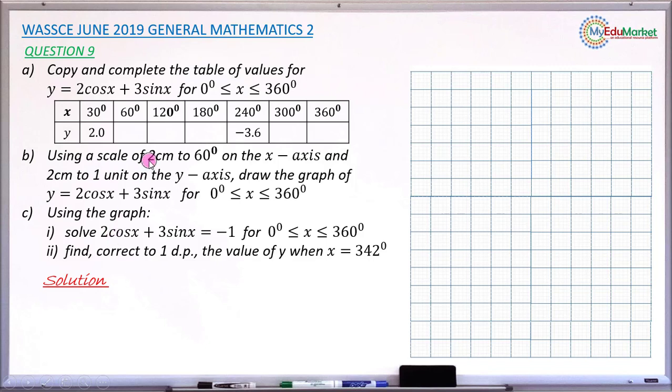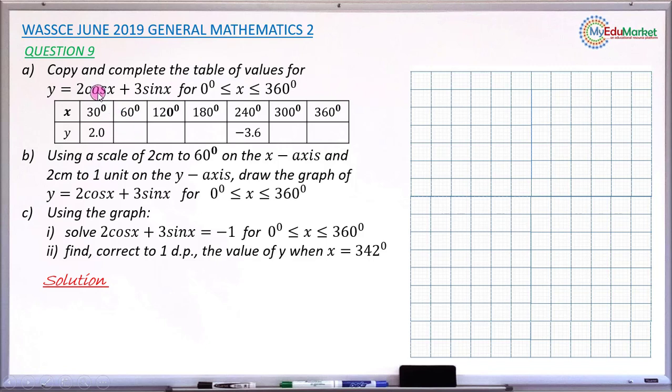So, solution to the problem. Starting with the very first question, A, where we are asked to complete this table. Completing the table means finding the missing values of y. The first missing value of y is when x is 60 degrees. To find y here, use your calculator to find cos 60 and multiply it by 2. Keep the result aside. Find sin 60 and multiply it by 3. Keep the result aside, then add the two results. What you have in the end will be the value of y.